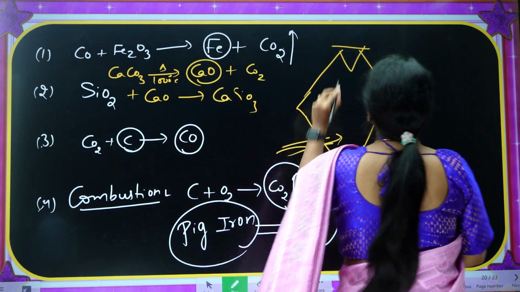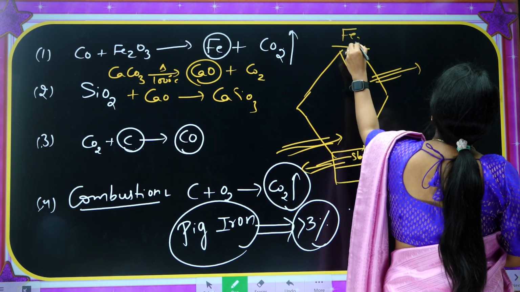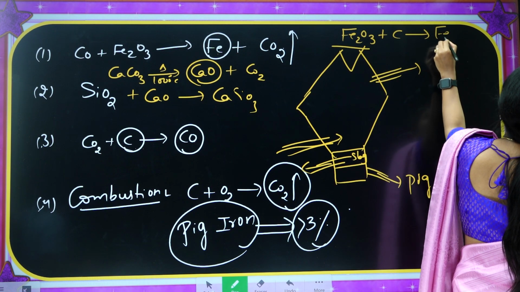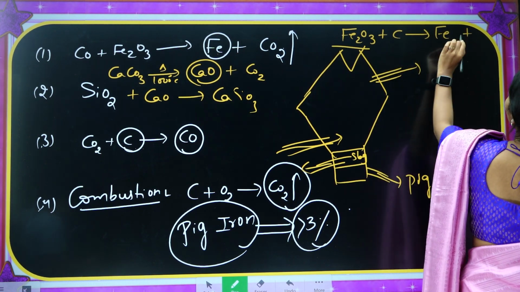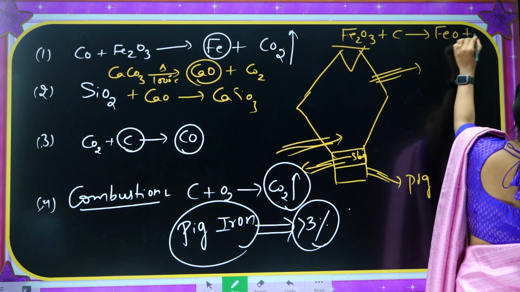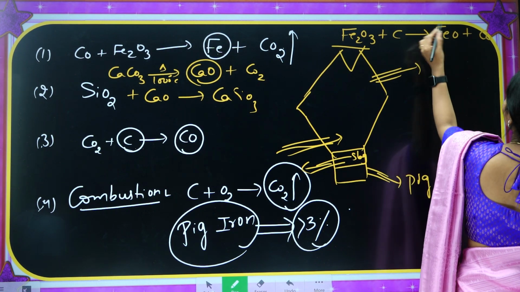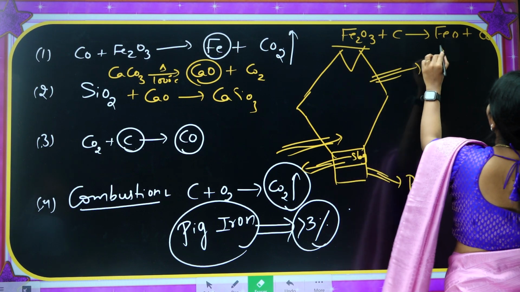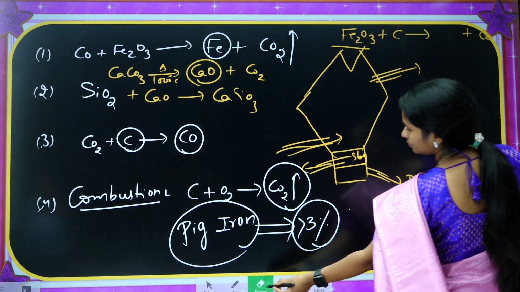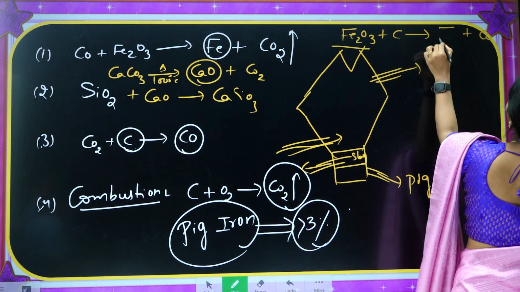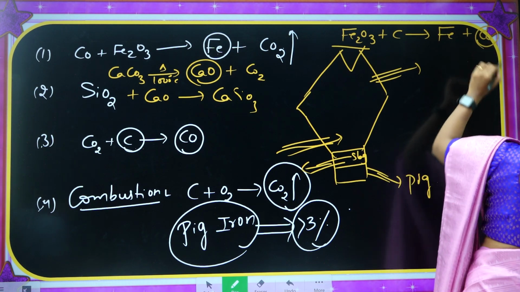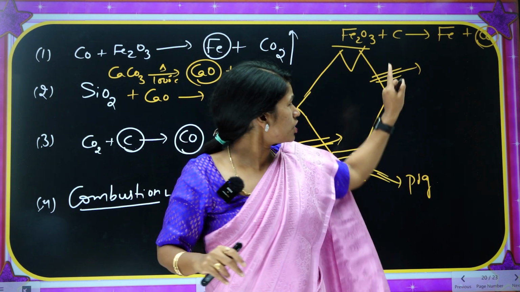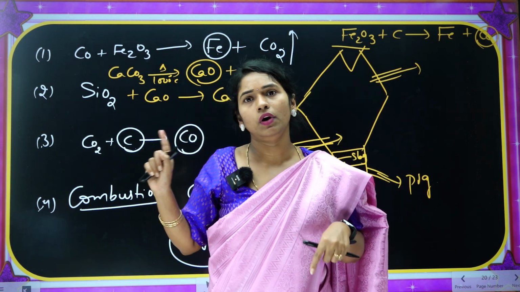So the reaction will be like this. Fe2O3 is reduced by coke also, into FeO and CO. Again this will be further reduced into Fe. Finally here you can directly write Fe. And this CO is going to the top to reduce it. But this reaction is very less, mostly CO only reduces.